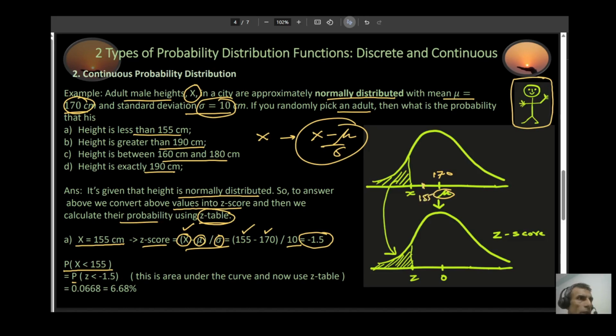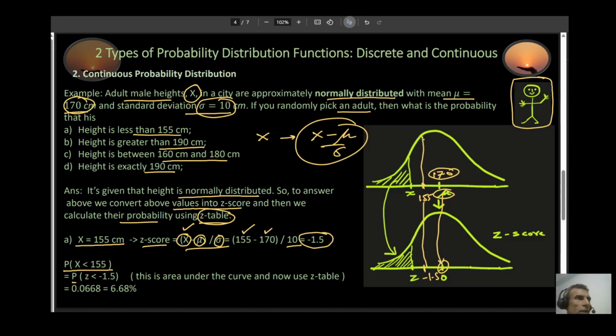So what just happened is that it got mapped. 155 came over here, and it got mapped to this value, which is minus 1.5. And my mu right here, which is 170, gets mapped to 0. So you have to calculate the probability that x is less than 155.